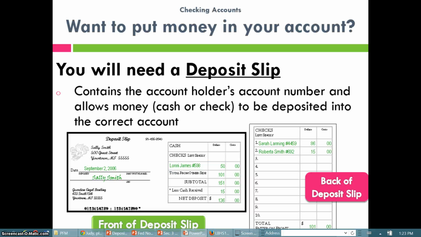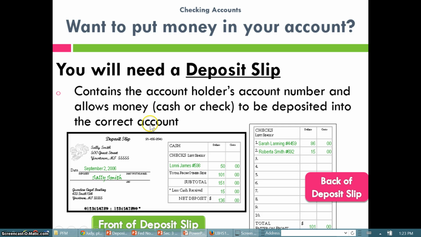Want to put money into an account? You're going to want a deposit slip. This contains the account holder's account number and allows money, cash, or checks to be deposited into the correct account. Here you're making a total of how many checks, and you're writing each individual check by itself. If I have any cash transactions, I would also list those, and then give a subtotal. If I wanted to withdraw any money from those checks, I could say how much I want to withhold before they make that deposit.